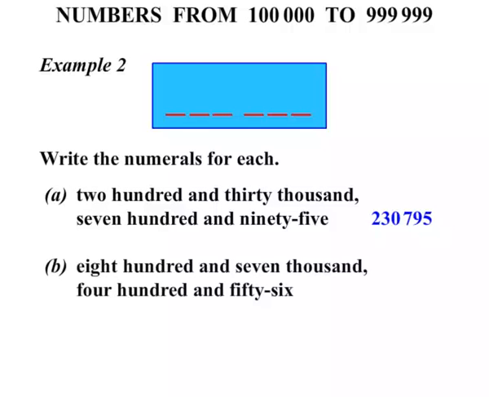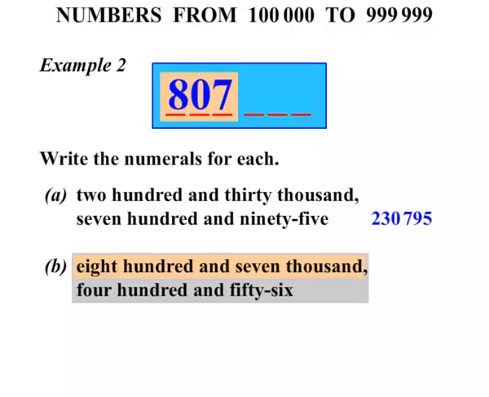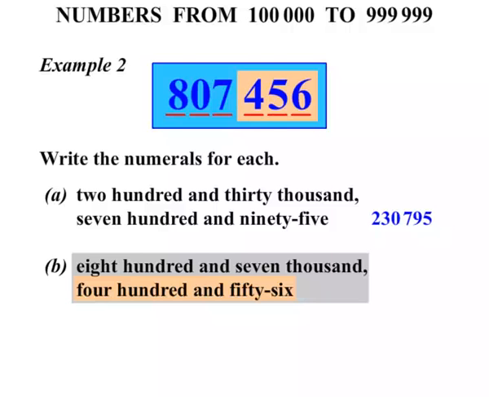The next one, 807,456. So again, let's consider the first part, 807,000. I'm going to take up the first 3 digits, 807. Then we have 456. So those last 3 digits then will be 456.